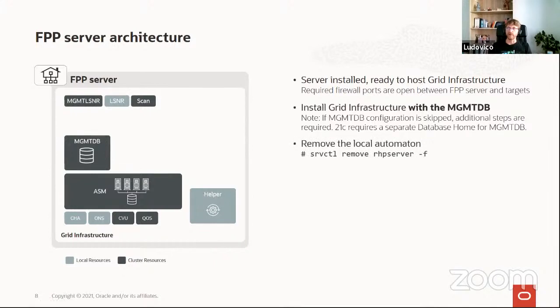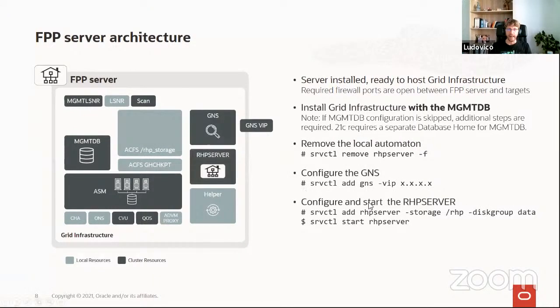So what you have to do in order to configure the full server is to remove this local version of the Rapid Provisioning Server, RHP Server, and you have to configure a GNS and start the server by specifying a disk group. The disk group will contain the ACFS file system that is used by FPP to store the images and to store some data, and then you can start the server. So those are all the components that are configured with RHP Server.